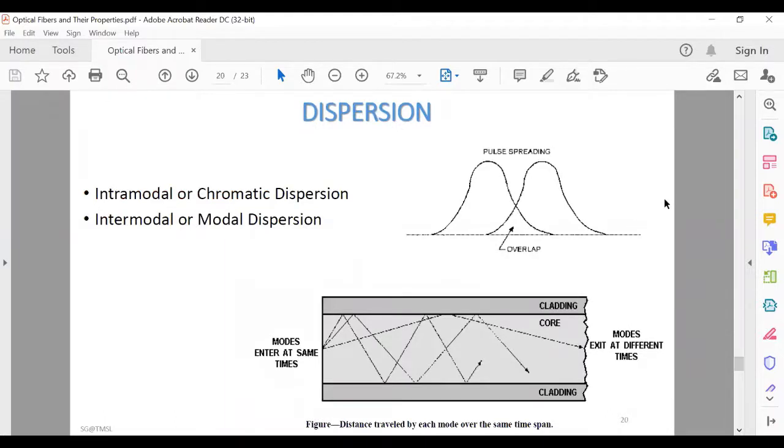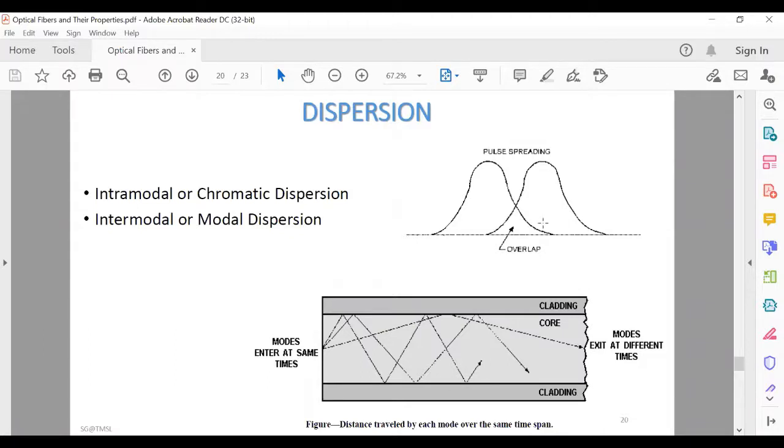Next, the dispersion. There are two types of dispersion in optical fibers. One is called intramodal or chromatic dispersion. Another is called intermodal or modal dispersion. Each type of dispersion mechanism leads to pulse spreading. As a pulse spreads, energy is overlapped, as you can see here in this picture.